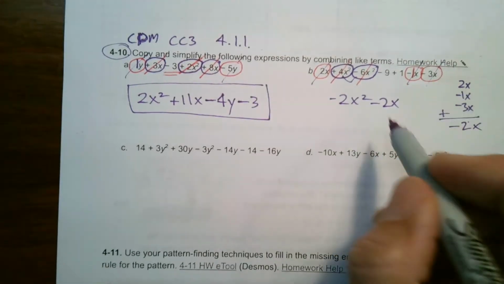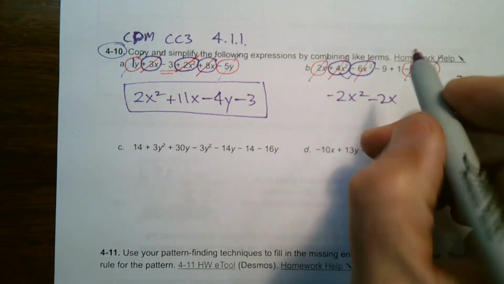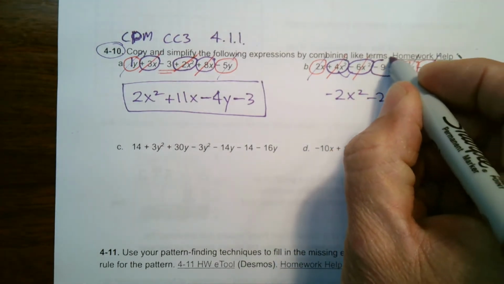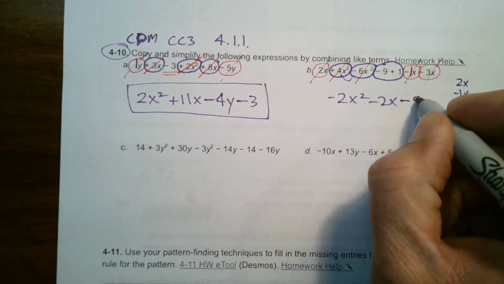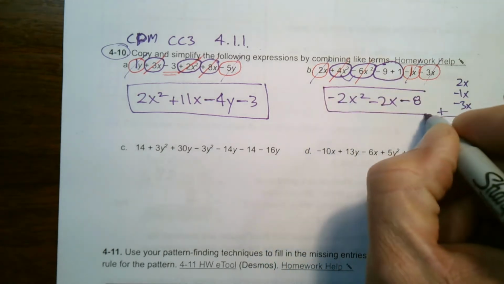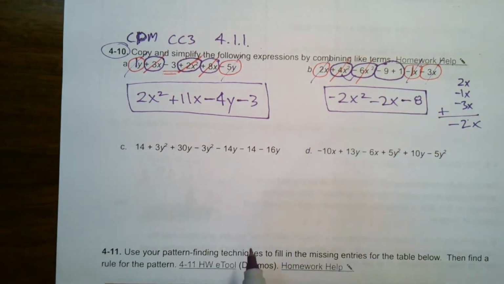Done. So all that's left here, it looks like, is a negative 9 and a plus 1. That's all that's left. So negative 9 plus 1 is negative 8. So we put minus 8. So right there is the most simplified expression for B.